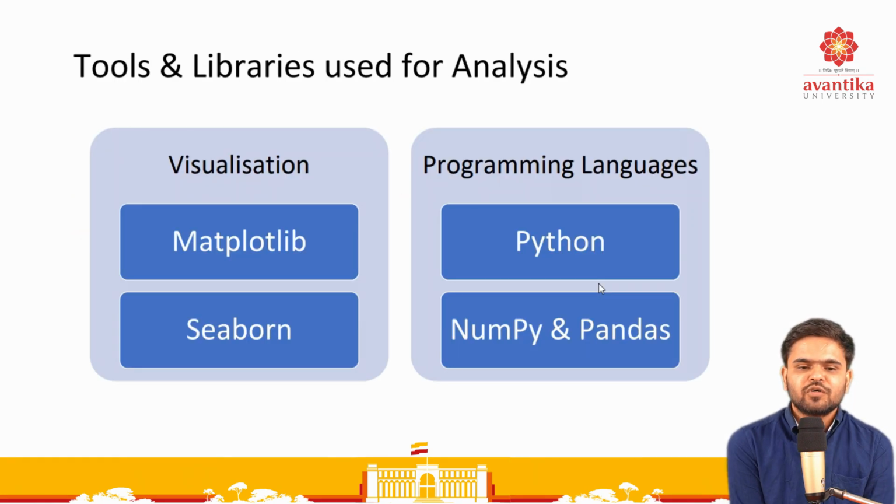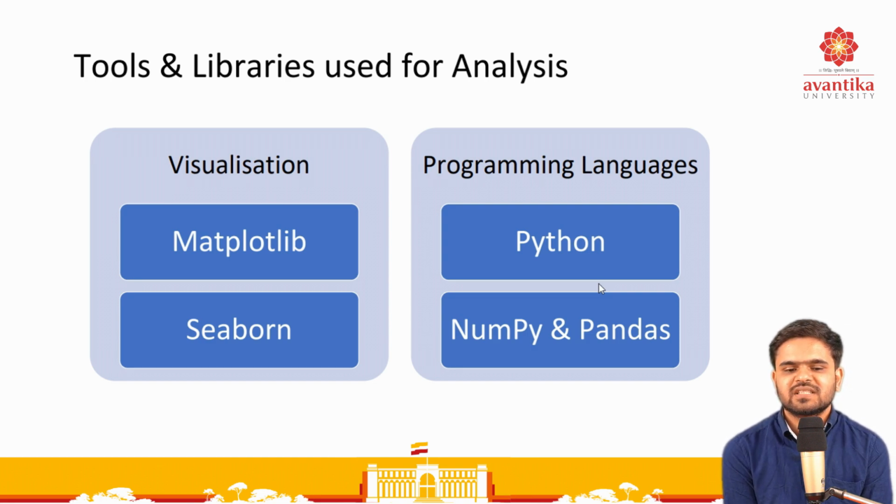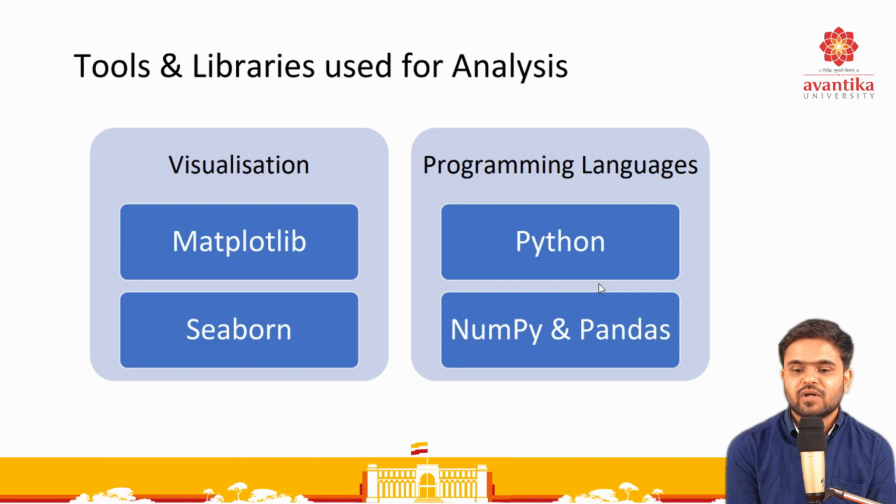So here are a few of the tools and libraries we'll be using for the analysis part. Number one comes as Matplotlib and Seaborn. These are among the most important Python libraries. When we talk about programming languages, number one is Python, which we will be using primarily, and NumPy and Pandas, both for the data manipulation part. And apart from this, for the visualization part, we'll be looking at Matplotlib and Seaborn.